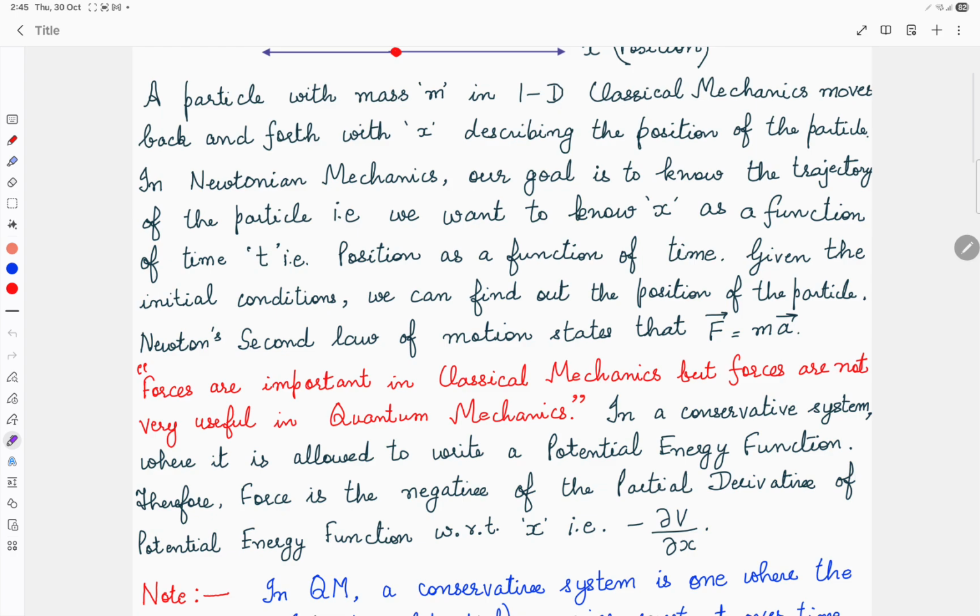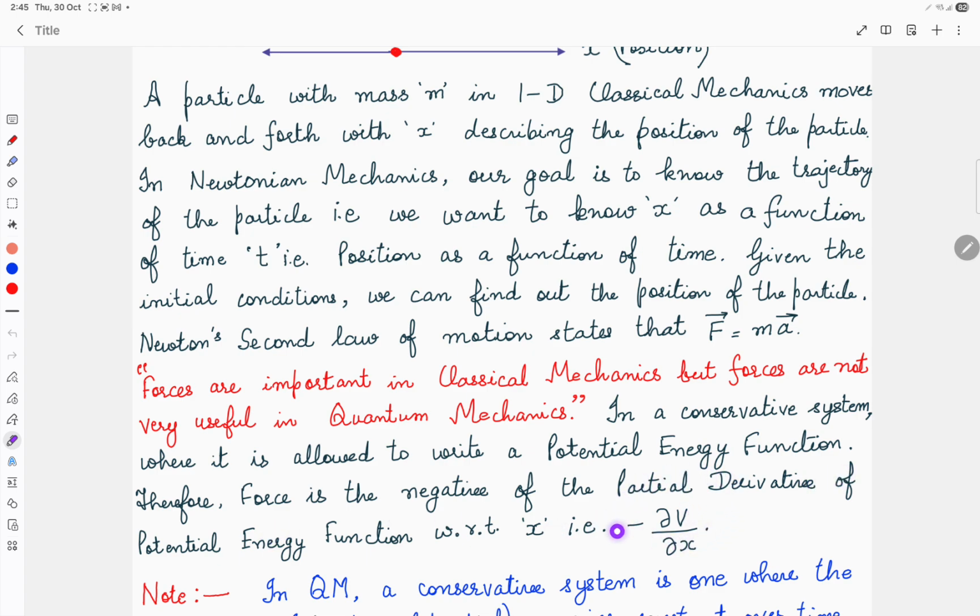So the important point here to mention is that the forces are important in classical mechanics, but forces are not very useful in quantum mechanics. So we have to understand this point right at the beginning when we are trying to expand our discussion on quantum mechanics. Now, in a conservative system where it is allowed to write a potential energy function, force is the negative of the partial derivative of the potential energy function with respect to x.